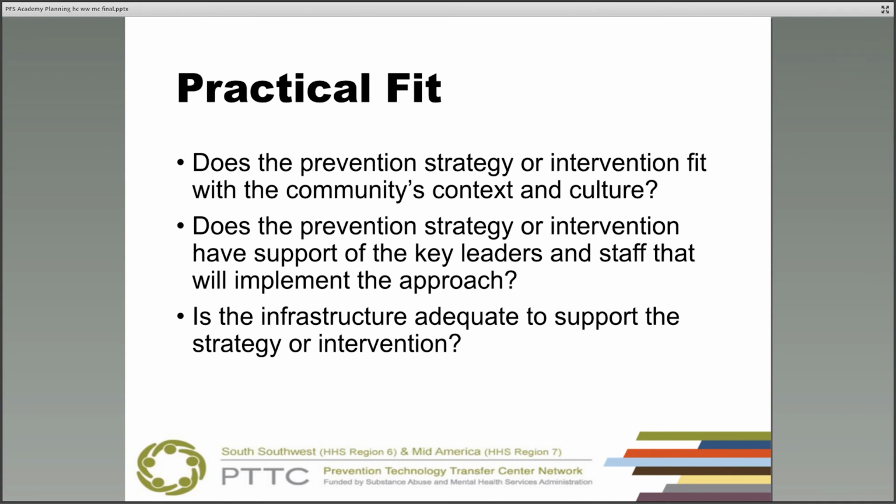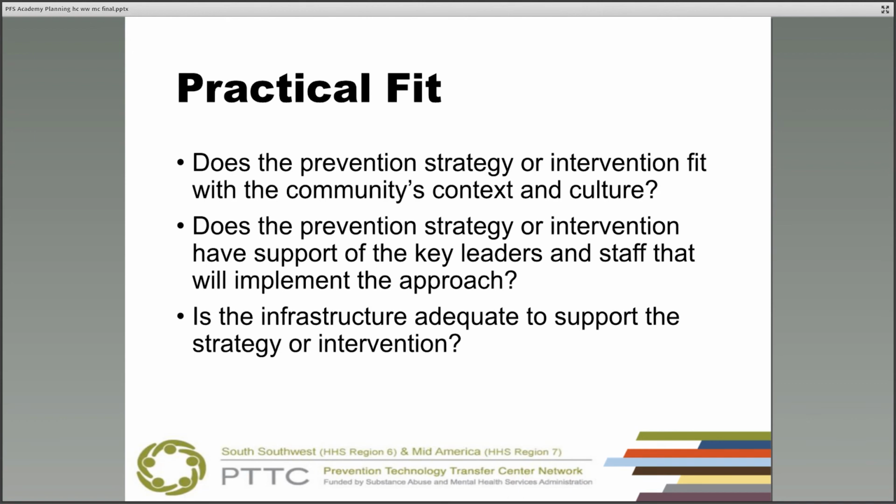And then, as I've already talked about, the practical fit: does the prevention strategy or intervention fit with the community's context and culture? Does the strategy or intervention have the support of the key leaders and staff that will implement the approach? And if they don't, that's something you need to work on, because again, that will impact your effectiveness of implementation and will strongly impact whether you're able to sustain the program over time.